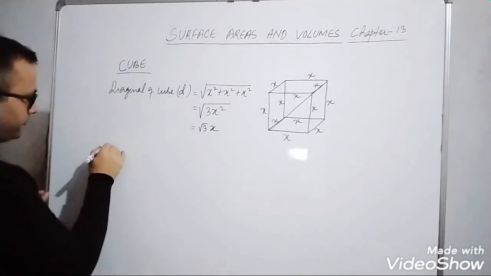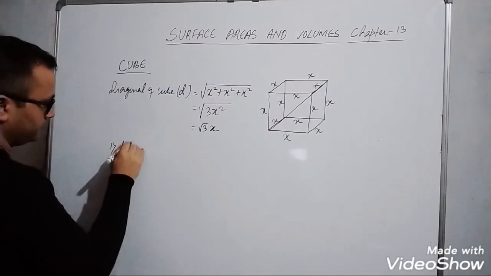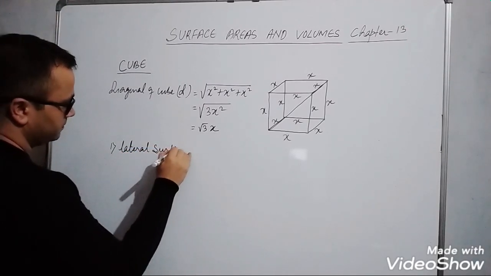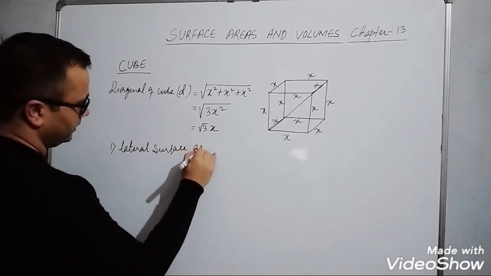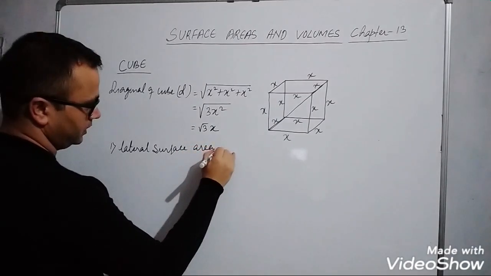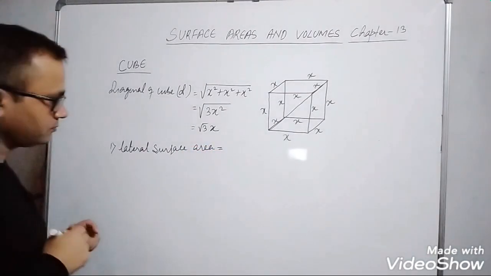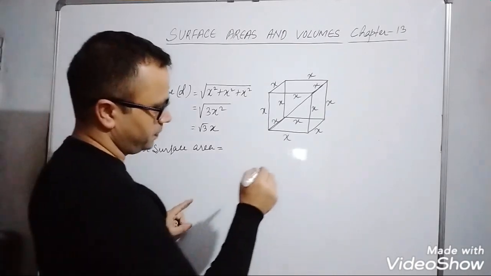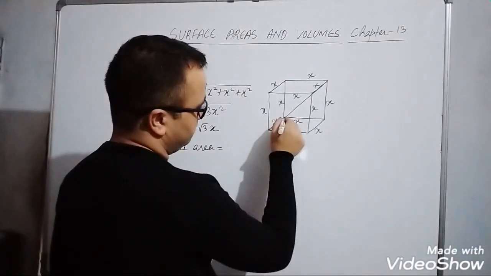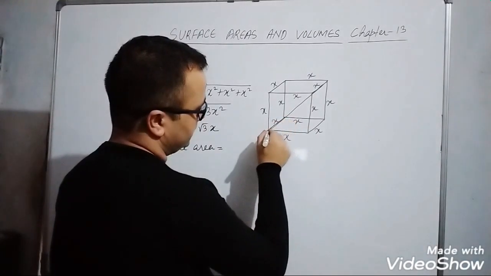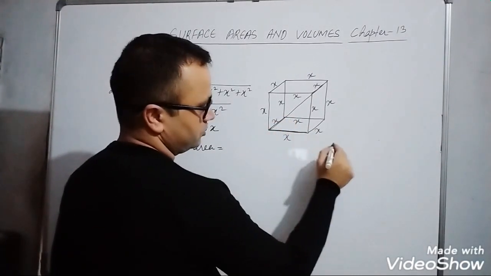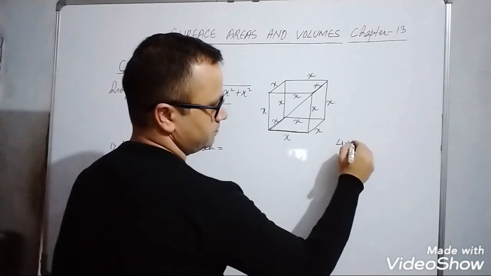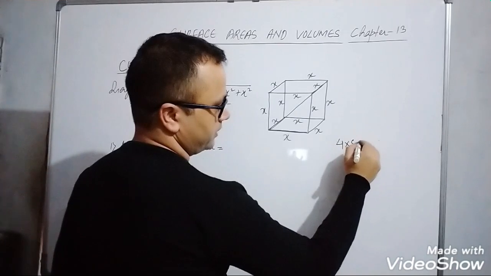Now move to the lateral surface area. Lateral surface area equals the perimeter of base times height. What is the shape of the base? The base is in square shape. So what is the perimeter of a square? The perimeter of a square is 4 into side.